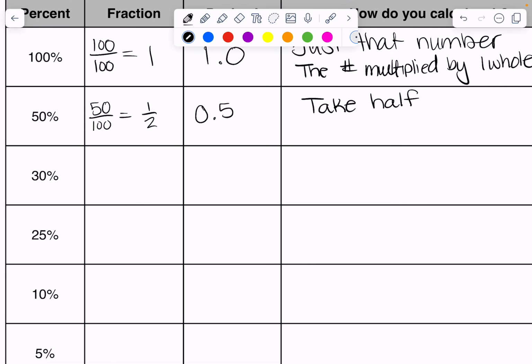Now we're actually going to skip down. We'll skip the 30% and come back to it. We're going to talk about 25%. So 25% as a fraction is 25 out of 100, which ends up simplifying down to 1/4. And as a decimal equivalent it is 0.25. For this, we're going to look at how 25% compares to the 50%. Some of you might notice that 25% is half of 50%. So if I want 25% of a number, you're going to end up taking half of a half.